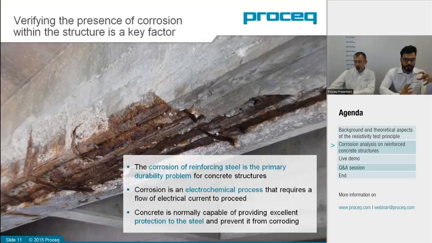Corrosion is actually an electrochemical process that requires flow of electrical current in order to proceed. Concrete is, in fact, very capable of providing excellent protection to the steel and preventing it from corroding. Later on, Guido will break down, beside the physical protection, the chemical protection that concrete provides to the steel because of its alkalinity.